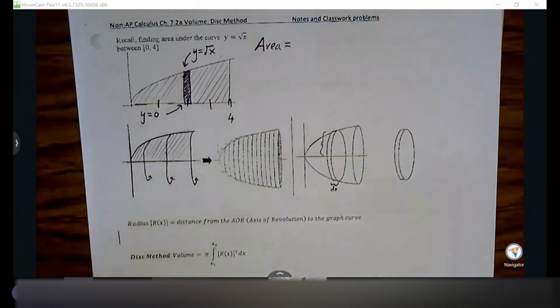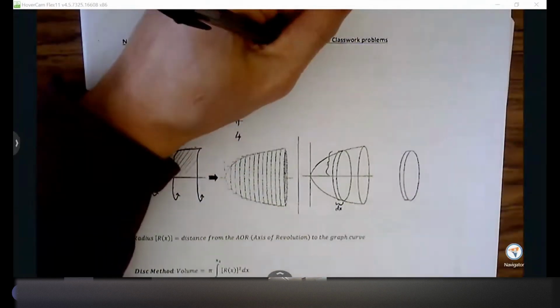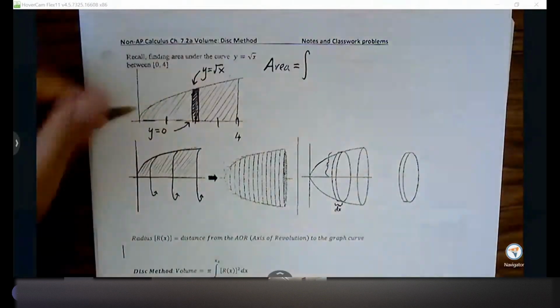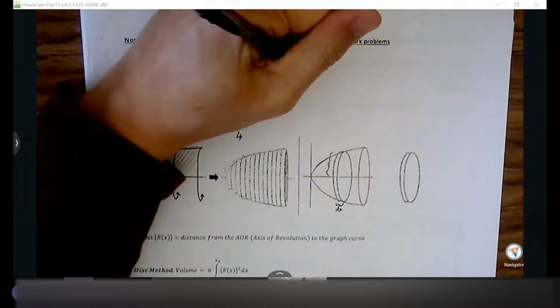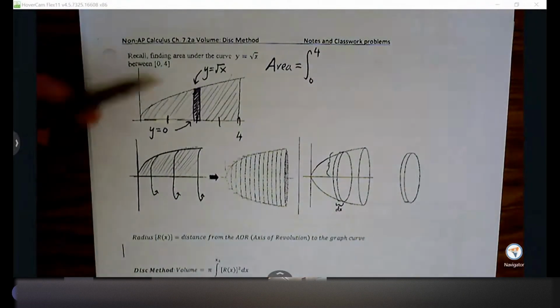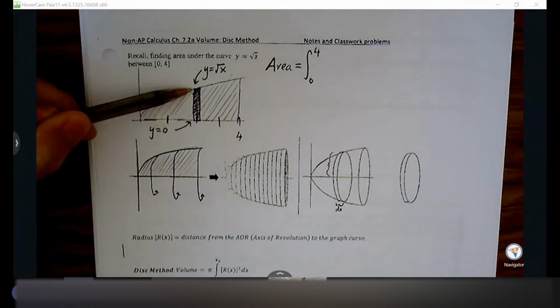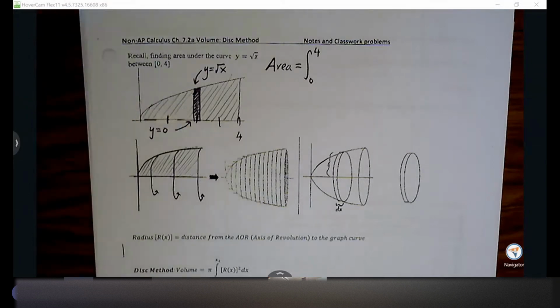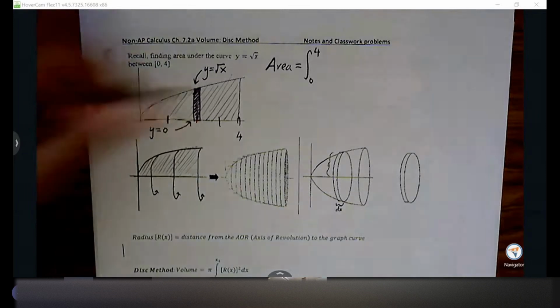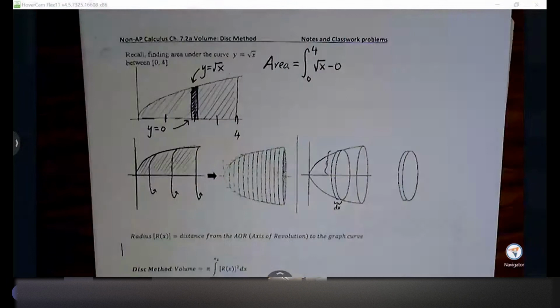Our area is just going to be the definite integral from one boundary to the next. So from left to right, in this case, in terms of x, from 0 to 4. Top minus bottom. The top of the rectangle is hitting the root x. The bottom of the rectangle is touching that y equals 0. So we say root x minus 0. And then we finish it off with dx.